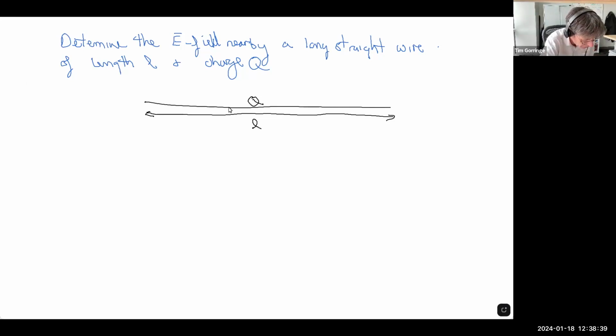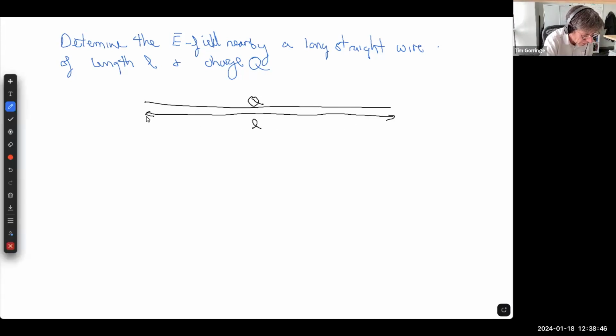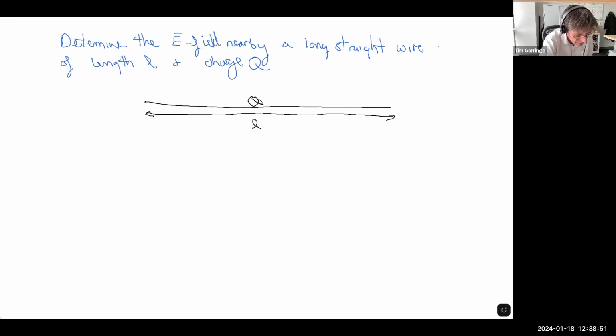I've got a sketch here of the wire. That's the horizontal straight line. I've indicated the length of the wire. I have indicated the charge on the wire. Remember, this is spread uniformly along the length of the wire.